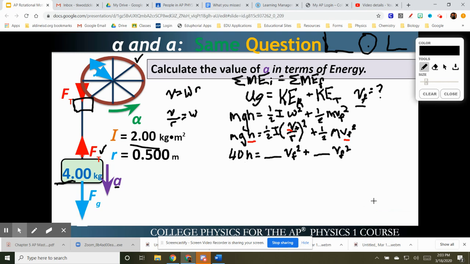Yeah, good, Gabriel. So this one's 4, and this one's 2. Okay, so simplifying that further, we have 40h. Leave h alone because something magical is going to happen later. 6bf squared, right?